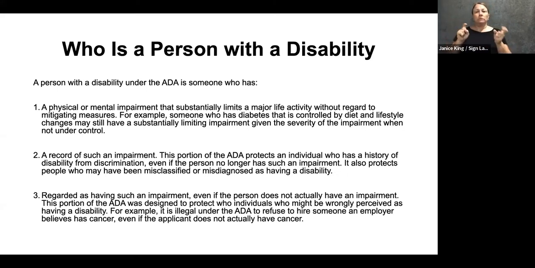They can have a record of such impairments. So regardless of whether somebody has the impairment, if records show they do and people are discriminated against on the basis of that record, then the ADA protects them. And it also protects people who have been misclassified or misdiagnosed as having a disability, regarded as having an impairment. So regardless of whether somebody actually has an impairment, if they're treated like they have an impairment, they also have a claim. So it would be illegal under the ADA to refuse to hire someone if the employer believes the person has cancer, even if the applicant does not actually have cancer. Next.